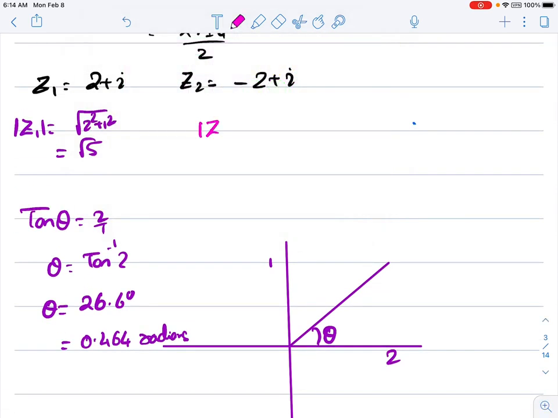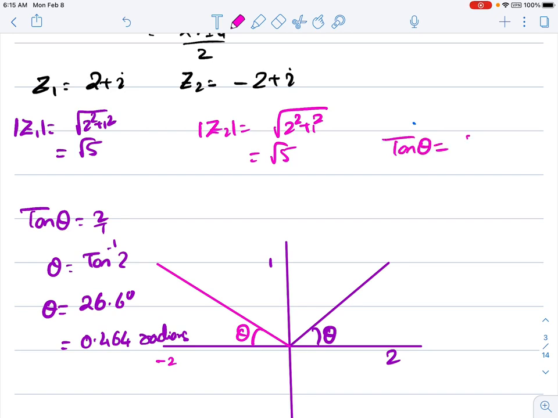So modulus of z2 is equal to square root of again 2 squared plus 1 square, which is root 5, the same modulus. Then z2: minus 2 plus i, right? So it comes over here. This angle is theta, minus 2 and 1 is already there. So then what am I going to get is tan theta is equal to 1 upon 2. Theta is equal to tan inverse of 1 upon 2, which is 26.6 degrees.